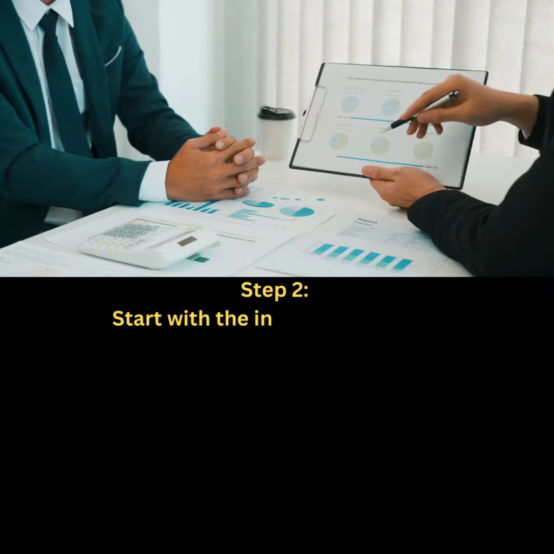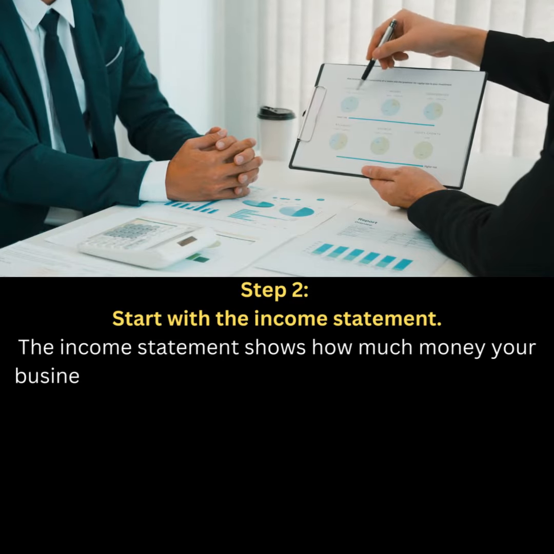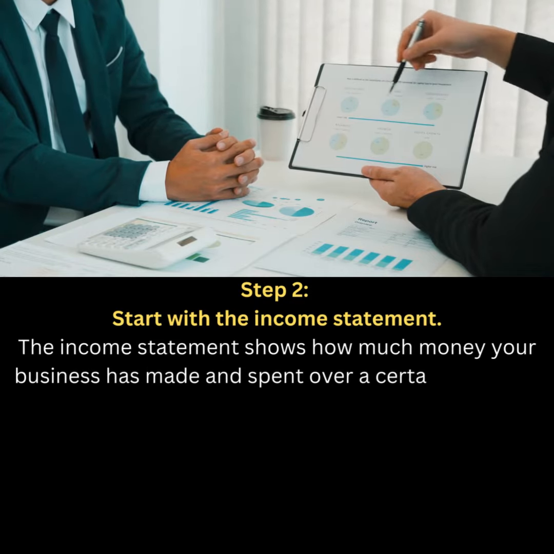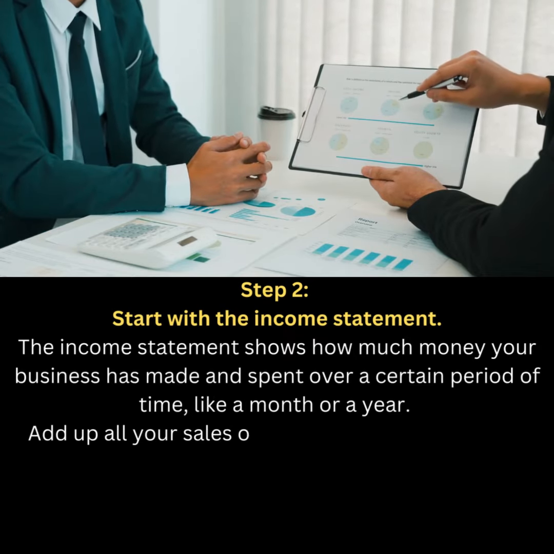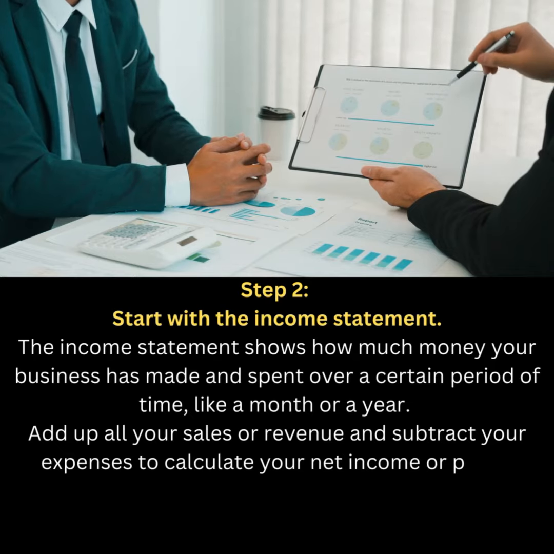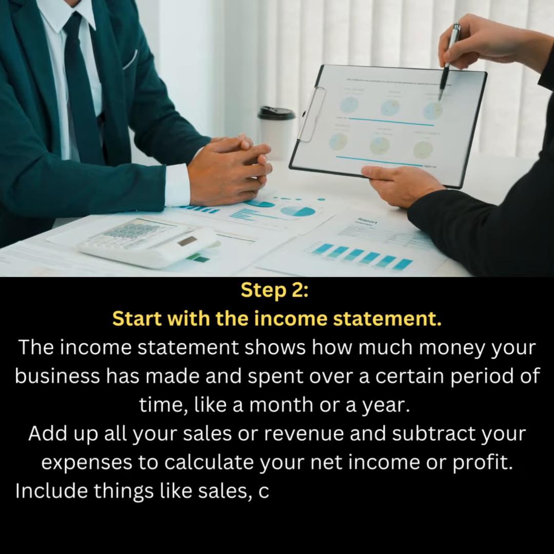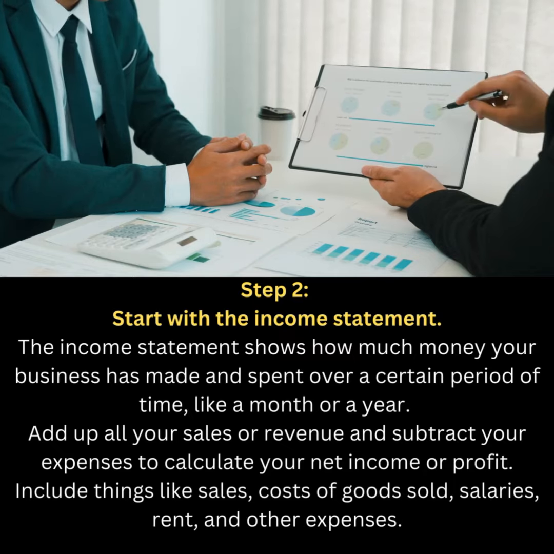Step 2. Start with the income statement. The income statement shows how much money your business has made and spent over a certain period of time, like a month or a year. Add up all your sales or revenue and subtract your expenses to calculate your net income or profit. Include things like sales, costs of goods sold, salaries, rent, and other expenses.